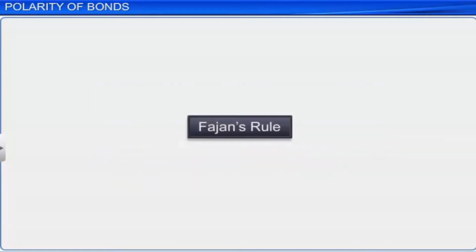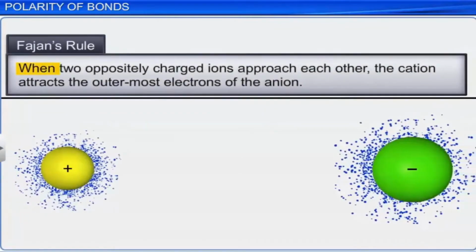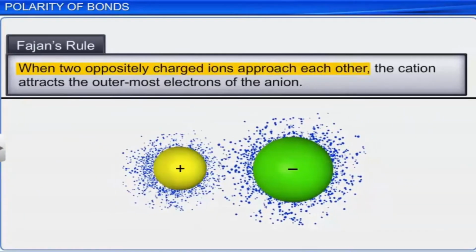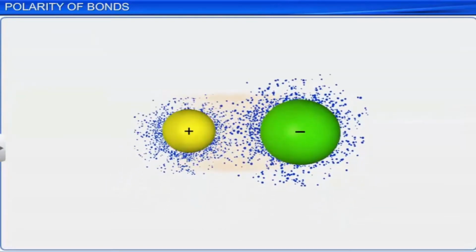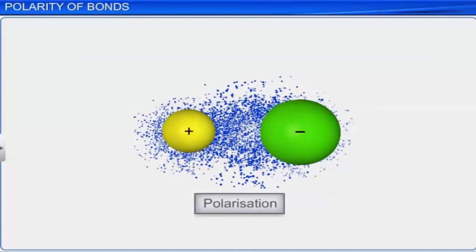According to Fajans' rule, when two oppositely charged ions approach each other, the cation attracts the outermost electrons of the anion. Due to this, the electron cloud of the anion gets distorted. This is called polarization. The tendency of the anion to get polarized by the cation is called polarizability.